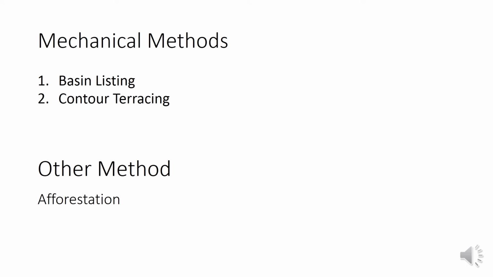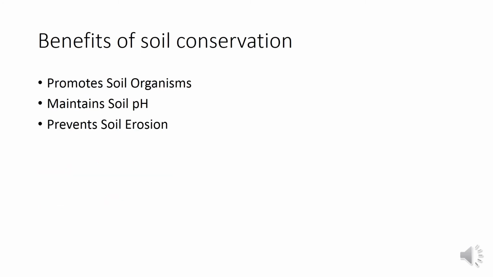So these are some of the methods by which we can conserve the soil. Now we will discuss the benefits. What are the benefits of soil conservation? Basically, if we say in a broad manner, they promote the soil organisms, maintain soil pH, and prevent soil erosion. Soil conservation refers to various management strategies that are put in place for protecting soil from various factors. For instance, soil conservation helps to avoid soil erosion or damage to soil by salinization, acidification, or overuse. By conserving soil, the following rewards are gained.